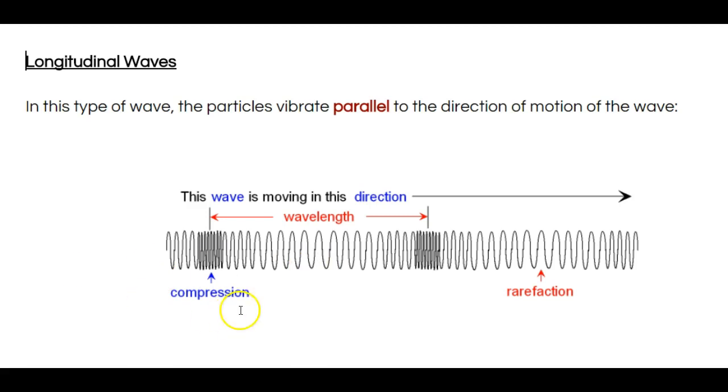You would create these areas of compression where the spring would be a little bit closer together, and you would see these areas where the spring is a little bit more spread out, and that has a name. It's called a rarefaction. So again, the wave would be moving in this direction, and the pulse would be parallel to that direction of the wave.